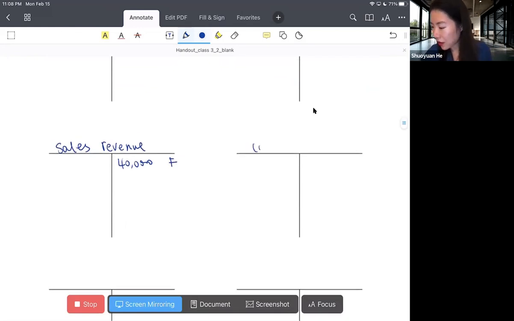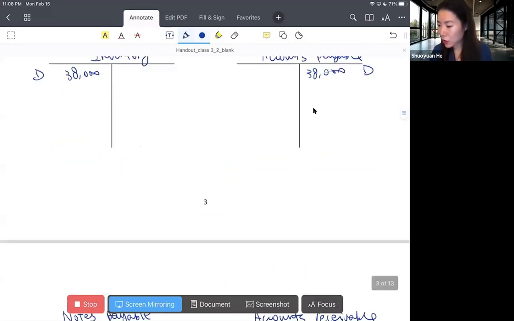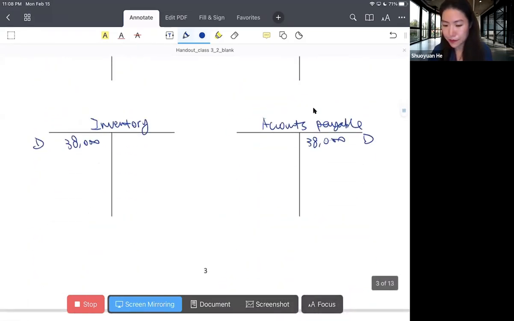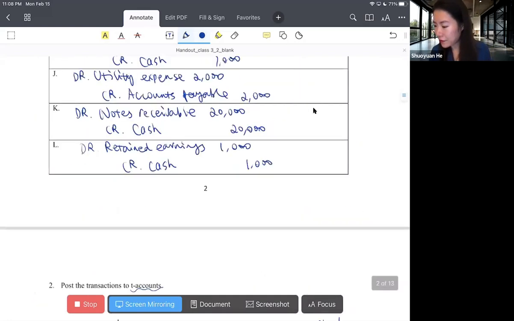And debit cost of goods sold 22,000, transaction F. Credit inventory 22,000 coming from transaction F.